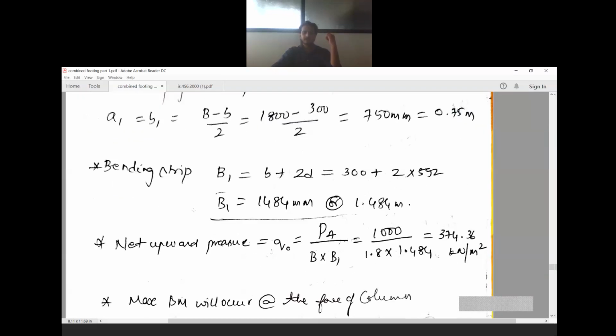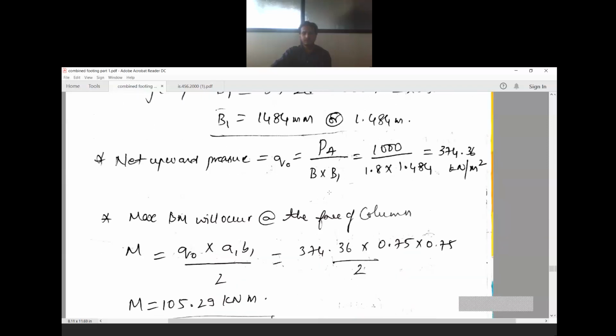Now the bending strip on the B1 and B2 strip: how to calculate that? To calculate that, B1 is equal to B plus 2D, where B is the width of the column and D is the effective depth. So B1 is 1484 mm. Then the net upward pressure q naught for this loading, on the strip B into B1 area. How is it considered?